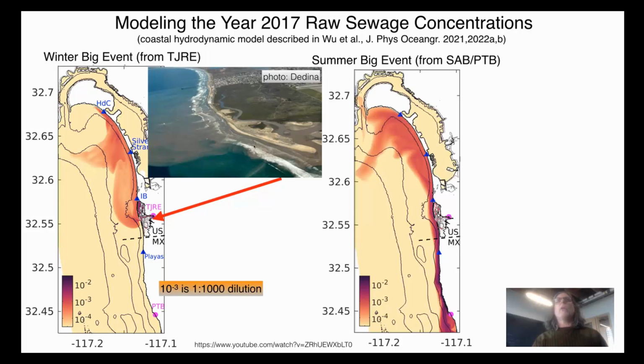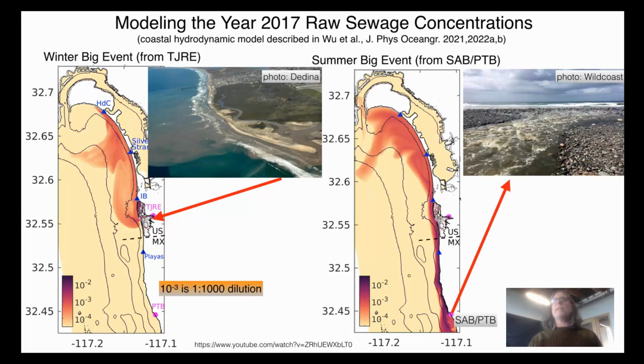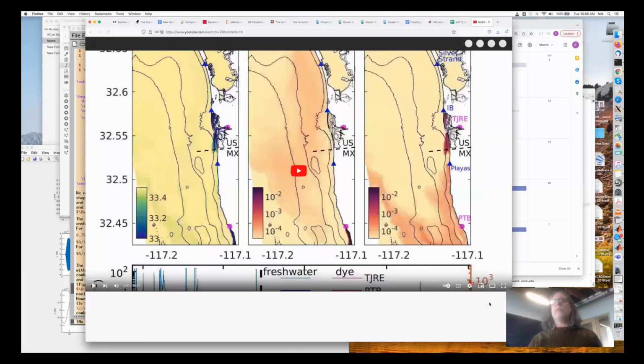Okay. Now, we also have a big summertime event where the source is the San Antonio de los Buenos outfall at Punta Bandera, and this is a time of a long-lived south swell in conjunction with winds that come out of the south, and you can see how strong the concentrations of raw sewage are, in some cases 10 to the minus 2. And this is coming from that source there. And so what I want to do next is show you a video of this slide.